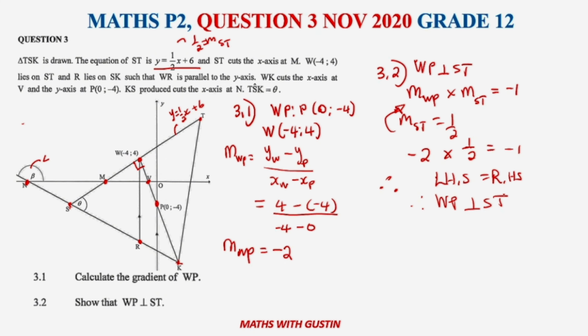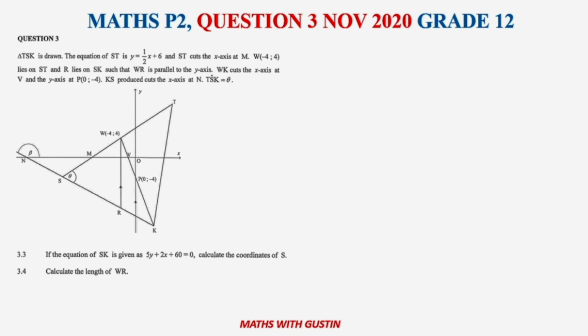Interesting. Okay, great stuff. Now moving right along, let's move to 3.3. 3.3 is still the same question. We already know the gradient here. The gradient here is given by m of WP is equal to -2. Great stuff.